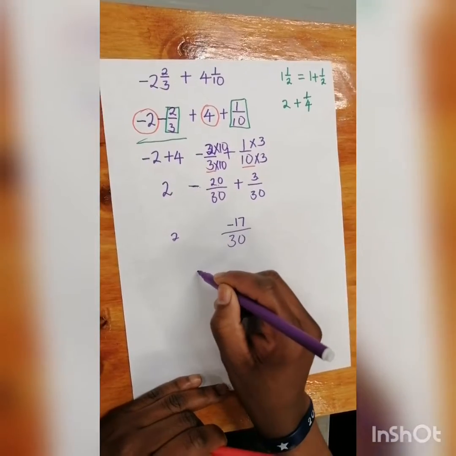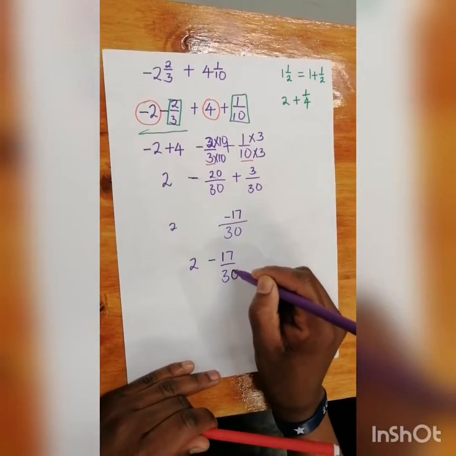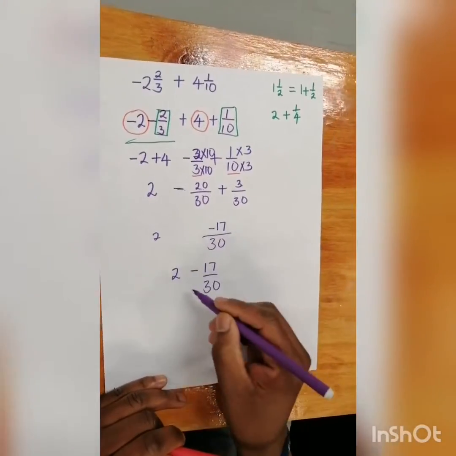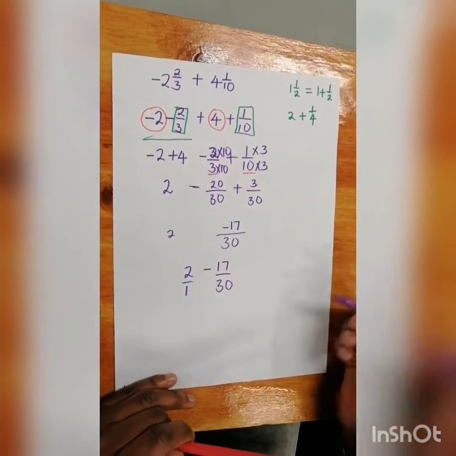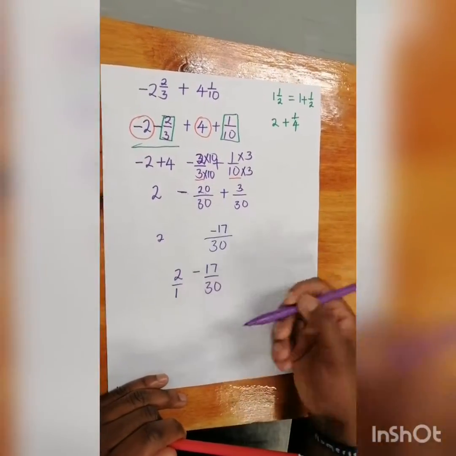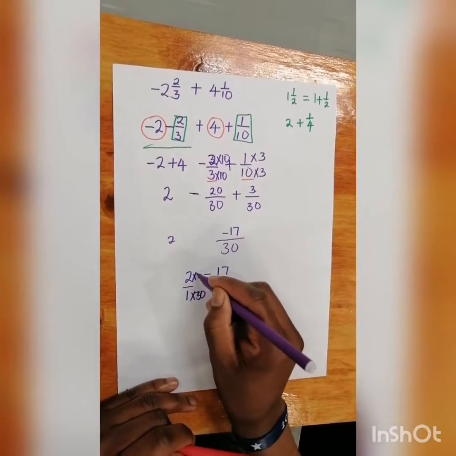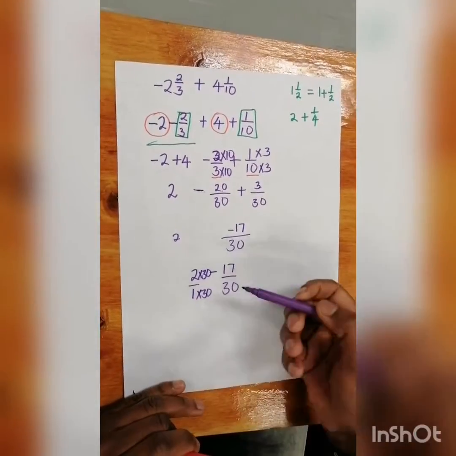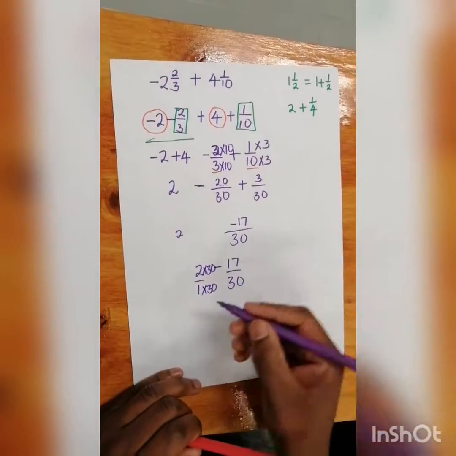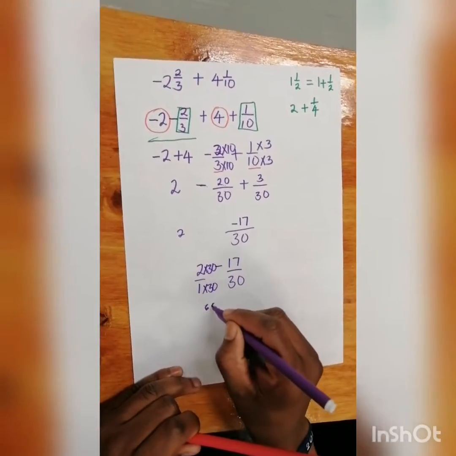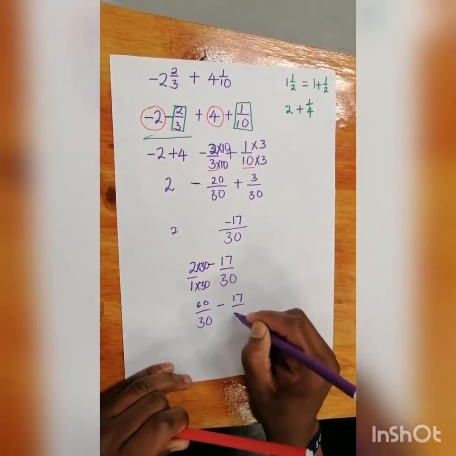So now it means I will say 2 minus 17 over 30, right? But now the problem is that I know very well that 2 is the same as 2 over 1. It's already a fraction, so I have to make it the same denominator. So I multiply by 30 here and by 30 here. I didn't bother to say multiply by 1, because any number multiplied by 1 is just that number. So it's going to be 60 over 30 here, then minus 17 over 30.